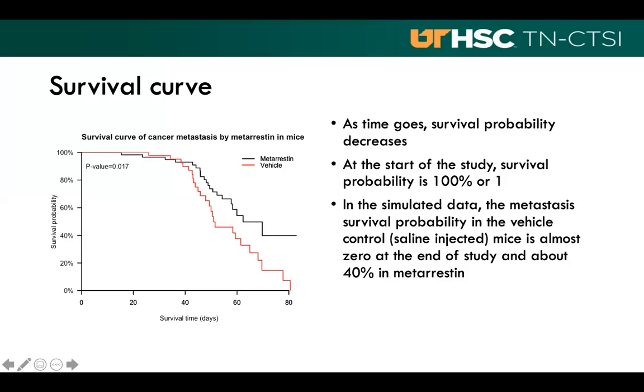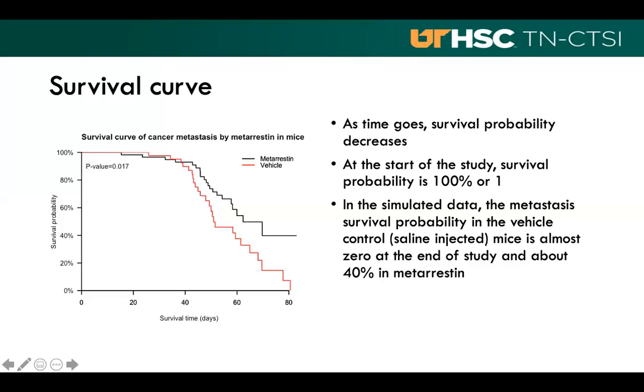In this hypothetical example, it's a survival curve for cancer metastasis by metarestine in mice. Metarestine is a recently discovered drug for the prevention of cancer metastasis, and it's under development. In the first studies, the drug was prepared in saline solution and administered to the mice under study. And the control mice group in this preclinical trial received the vehicle, which in this case was saline solution.